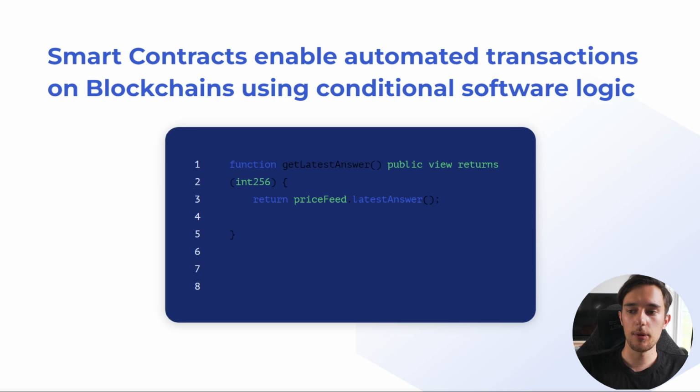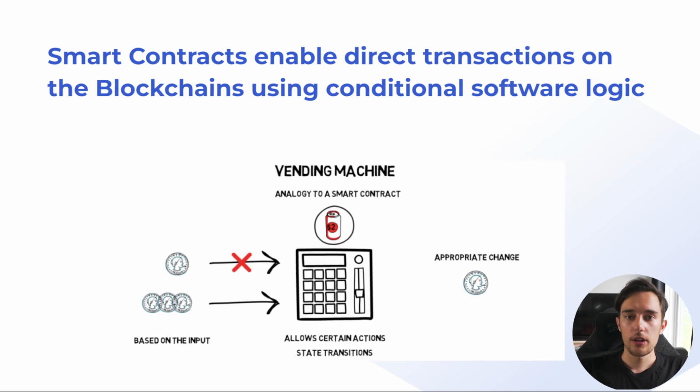Now we start to arrive at the most interesting part, which are smart contracts. Smart contracts enable automated transactions on blockchains using conditional software logic, like if X is true, then you must execute Y. Here you can see a very good analogy of a smart contract to a vending machine. So only if 2 or more coins are put in the vending machine, you will receive your soft drinks. If you only put 1 or less, you won't get anything. And with smart contracts, you can lock these conditions where no one can try to cheat the system, and of course it's all cryptographically secured.